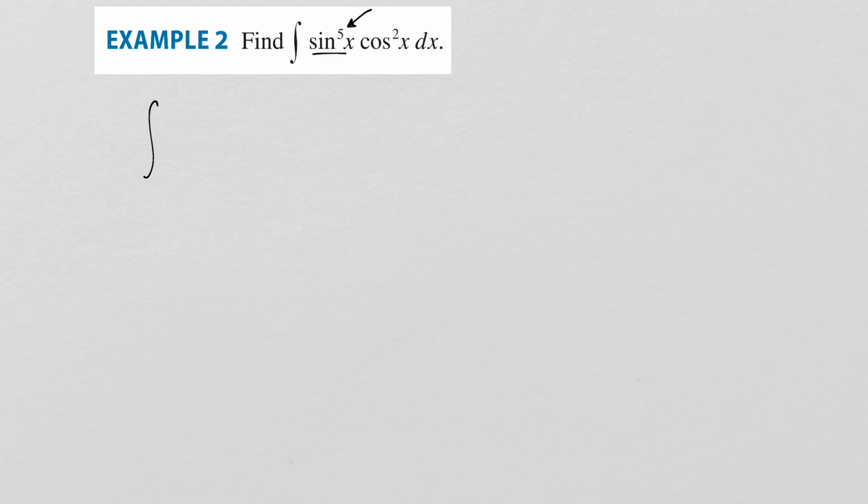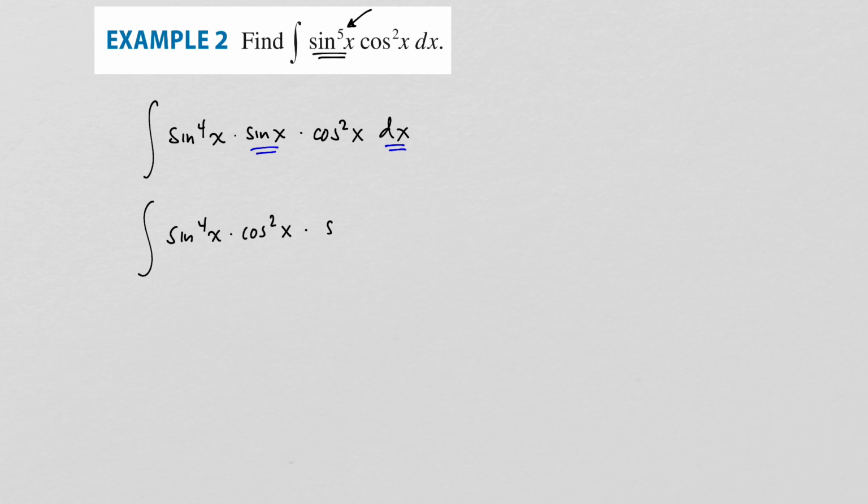So I'm going to rewrite sine to the fifth power as sine to the fourth power of x times sine of x, and then we have times cosine squared of x times dx. Now this time what I did is I pulled out one of the factors of sine here. So let's take that factor and write it next to dx. If we do this, we have sine to the fourth power of x times cosine squared of x times sine of x dx. And the whole point of doing this is that we want sine of x dx to be du.